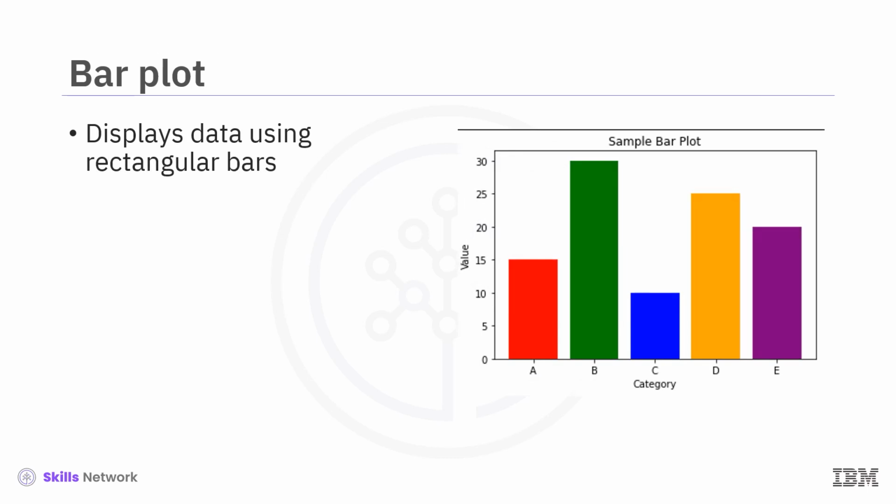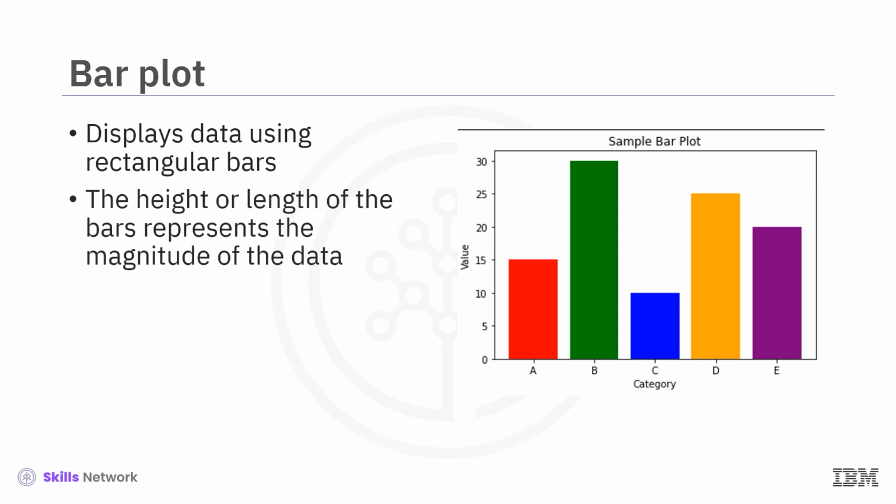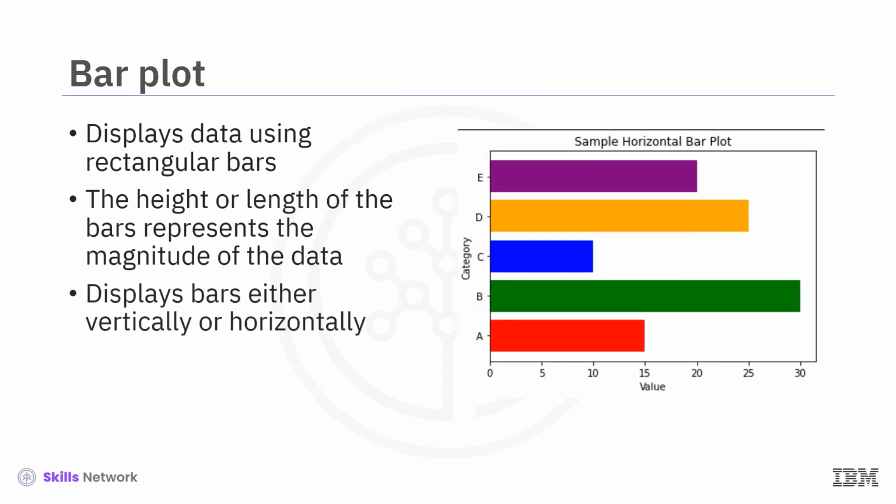A bar plot, also known as a bar chart, displays data using rectangular bars where the height or length of the bars represents the magnitude of the data. The bars can be oriented either vertically or horizontally. A vertically oriented bar chart is often referred to as a vertical bar chart or a column chart.